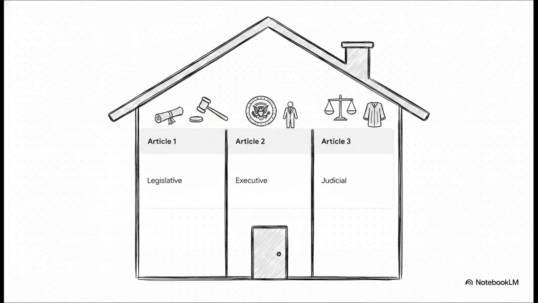Article 1 sets up the legislative branch. Their job is making the laws. Article 2 creates the executive branch. They're the ones enforcing those laws. And Article 3 establishes the judicial branch. Their entire role is to interpret the laws. By putting these distinct jobs into 3 totally separate articles, the Constitution ensures that the power to make, enforce, and judge the law never, ever sits in the same hands.